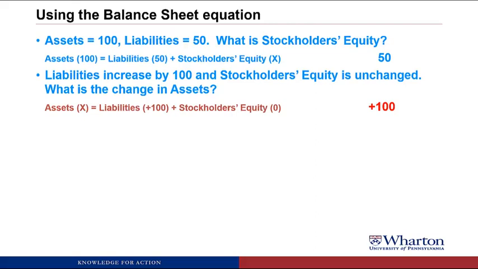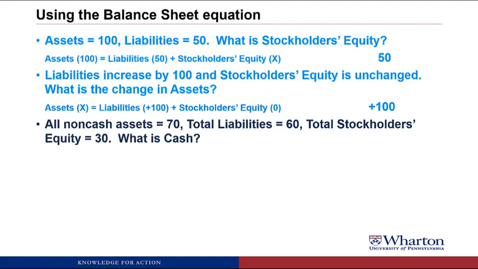Again, we can use the balance sheet equation to answer this, but now we're looking at changes in the numbers. So stockholders' equity is unchanged. Liabilities go up by 100. The only way for the equation to stay in balance is for assets to also go up by 100.